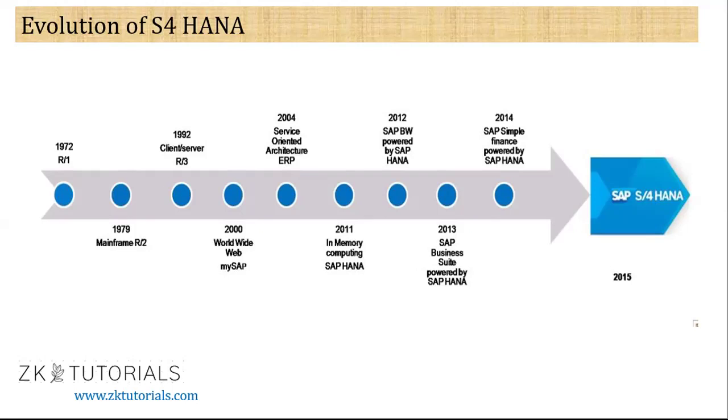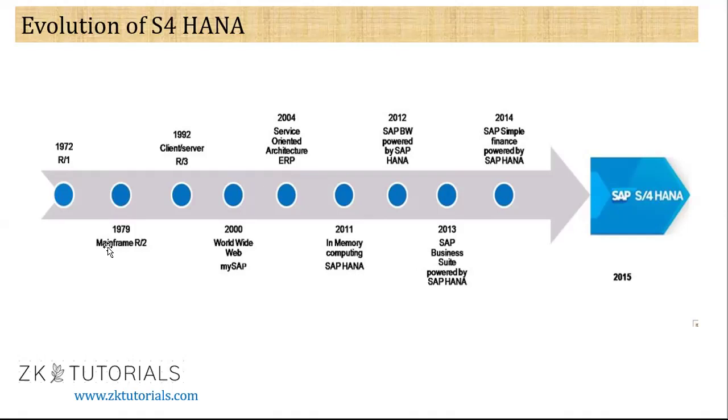Then another question we think about is, what are the benefits of doing it? Why would we move to S4 HANA when everything was working fine? So let me talk about the benefits of simplifying this data model. What did SAP achieve when they simplified the data models?